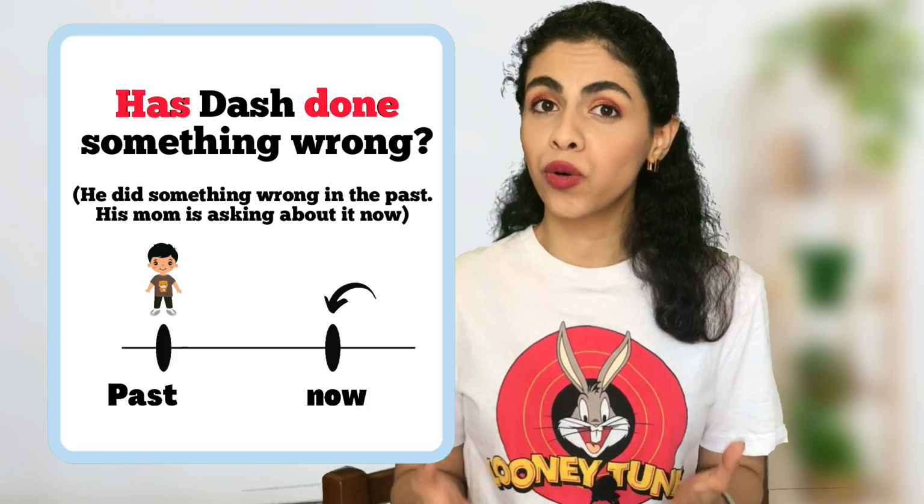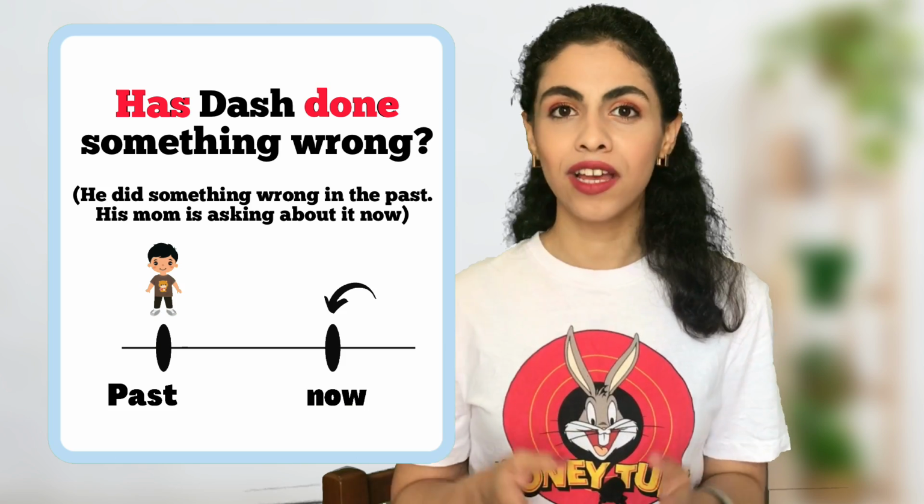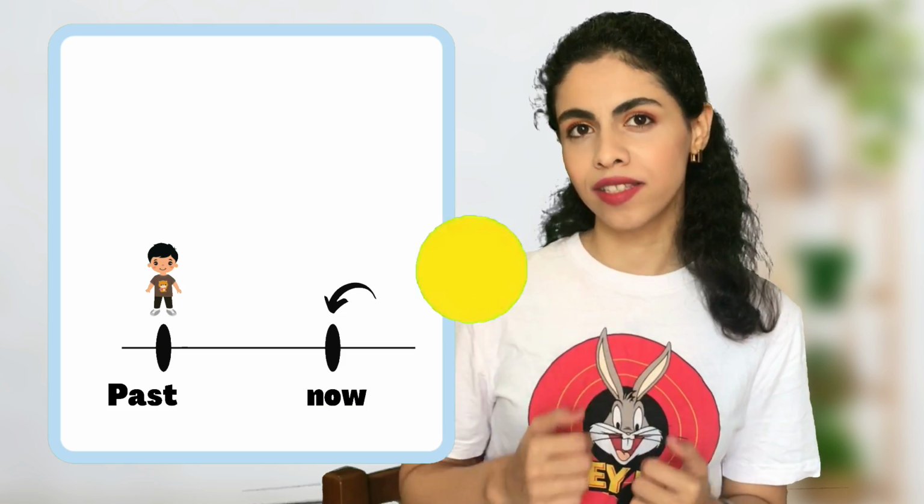She said, has Dash done something wrong? It is exactly the question form of the present perfect. For an example, has he done something wrong?